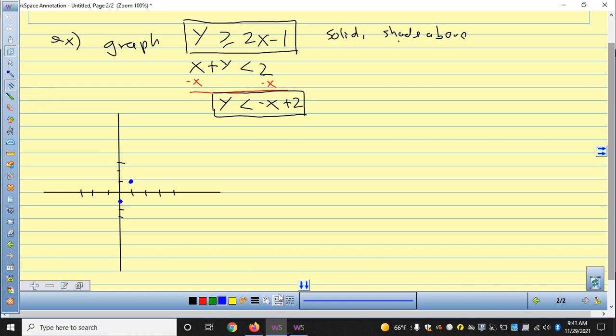Actually, I want this. I'll do it like this. So there's the graph of that line. And we're going to shade above. So if I start on my line, I want to go up here. So I'm going to shade this way.